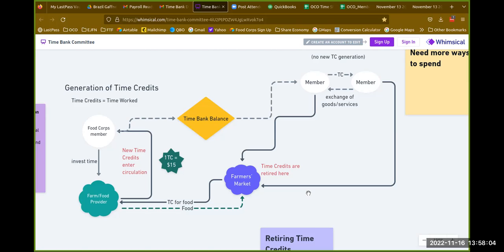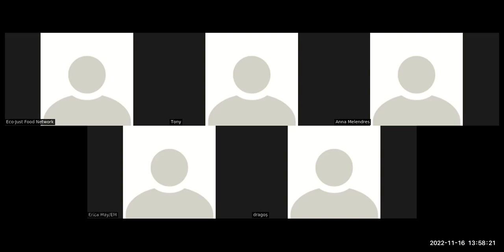Exactly. Should we go on to the back end then? The nitty-gritty back end? Yes. Okay, I'm going to stop sharing the flow chart and let me just call up the Airtable.